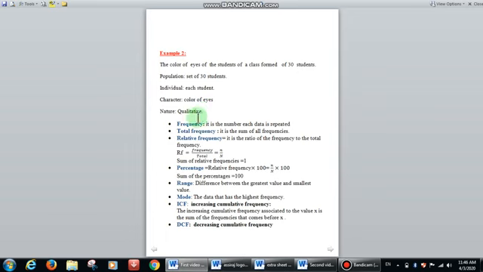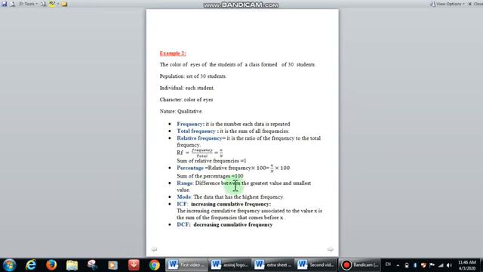Let's continue defining some statistical definitions. Frequency is the number of times each data is repeated. Total frequency is the sum of all frequencies. Relative frequency is the frequency for every variable or for every value over the total. The sum of relative frequencies is 1. For the percentage, it is relative frequency times 100. The sum of percentages is 100.